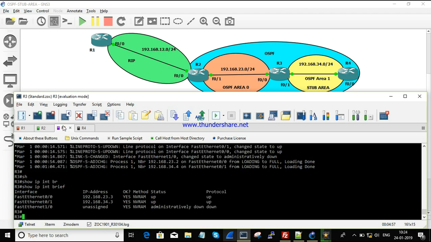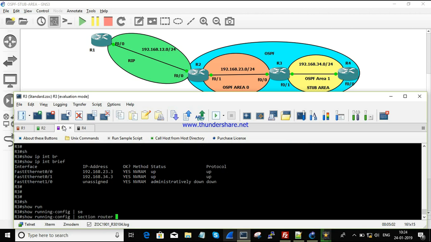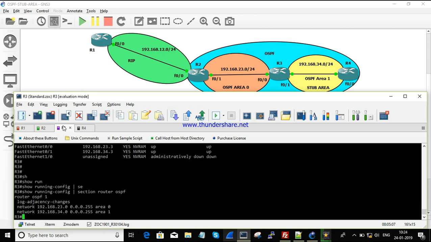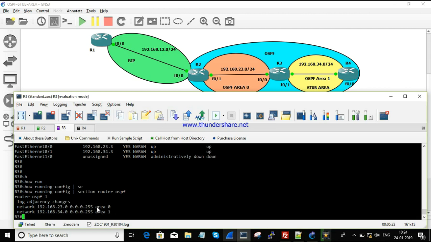Next, moving on to R3. R3 is an OSPF router. This is what our configuration is about, and we are running 23.0 and 34.0. All the interfaces that I have configured in the router are being advertised in OSPF, but with different areas. You can look over here: 23.0 belongs to area 0 and 34.0 belongs to area 1.